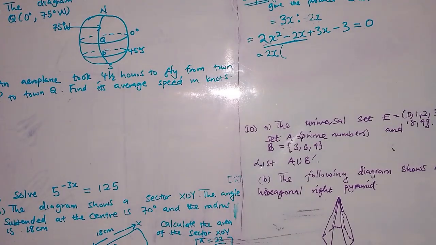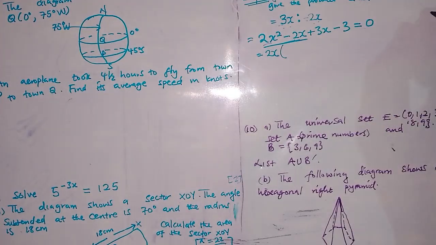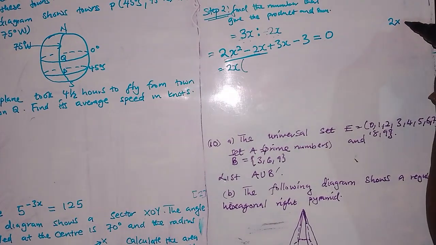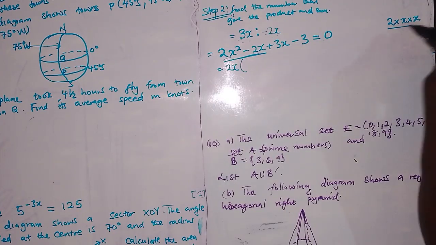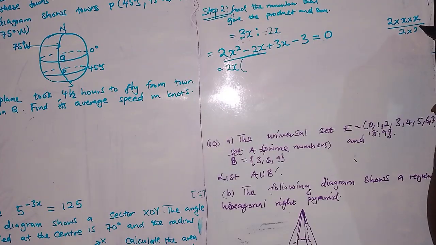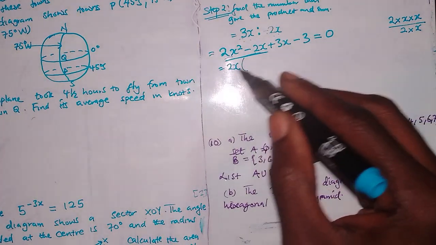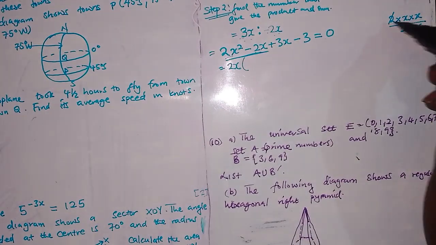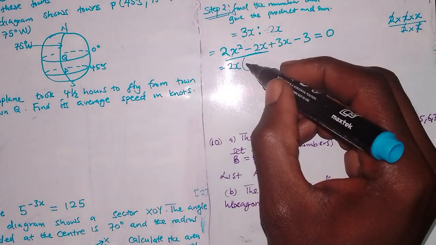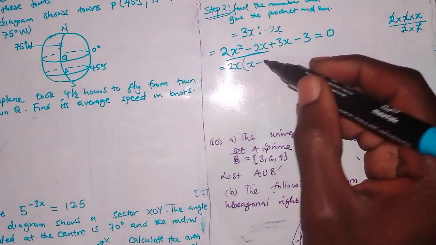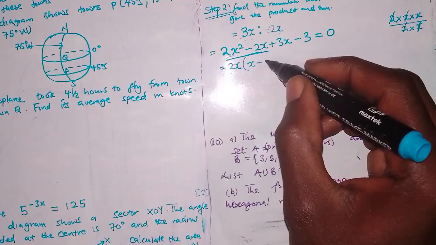So most of you might confuse yourself. When you have 2x squared, we are saying that we have 2 times x times x, divided by what? 2 times x. So if we are to divide 2x into 2x squared, you have 2 cancel, and x cancels. We will remain with x. So here we have x minus 2x divided by 2x is 1.